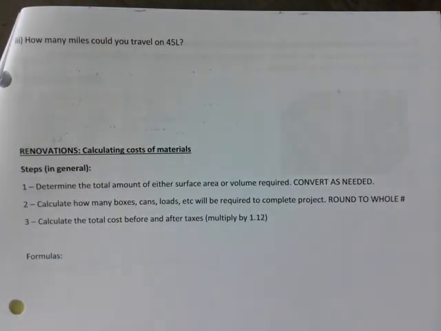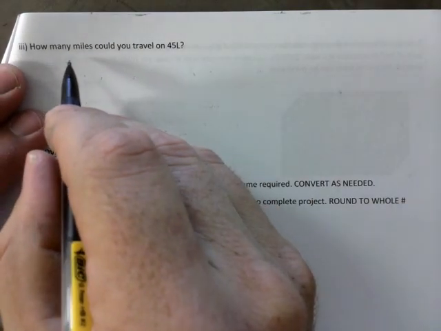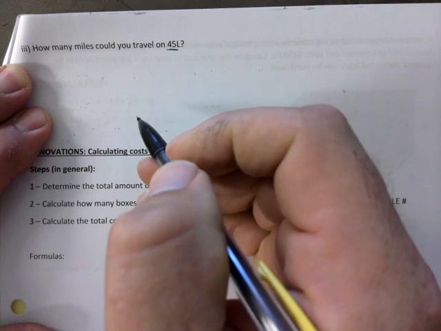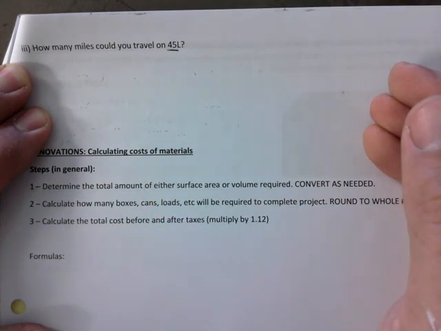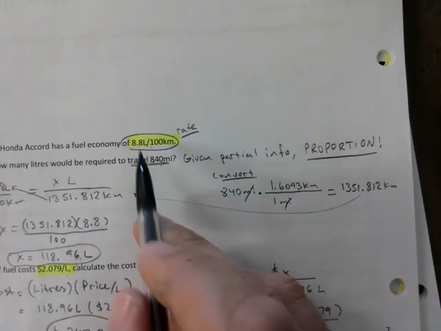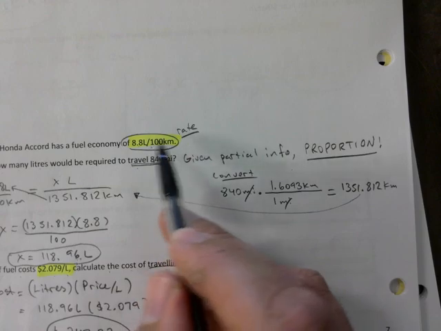How many miles could you travel on 45 liters? Again, it's not asking you to convert a rate to some other units. It's giving you partial information, and you need to figure out the rest, right? So, how many miles could you travel with 45 liters? What would you use to get you started? What is true? What hasn't changed about the car? This is still true. It hasn't changed, right? We're still talking about the same car.